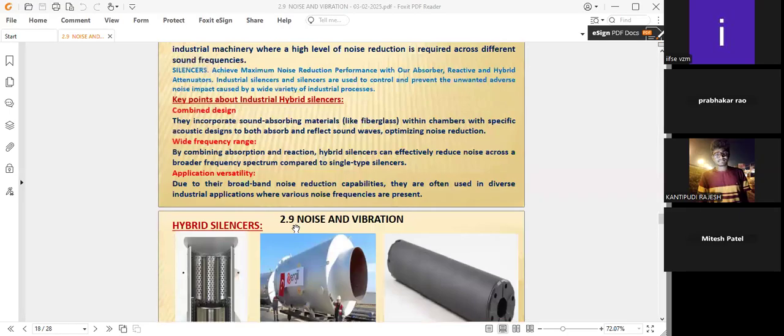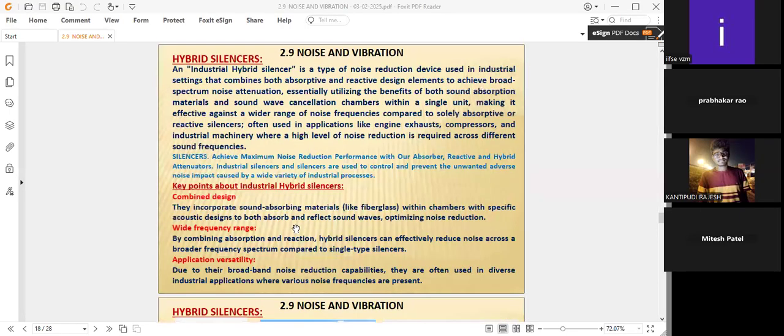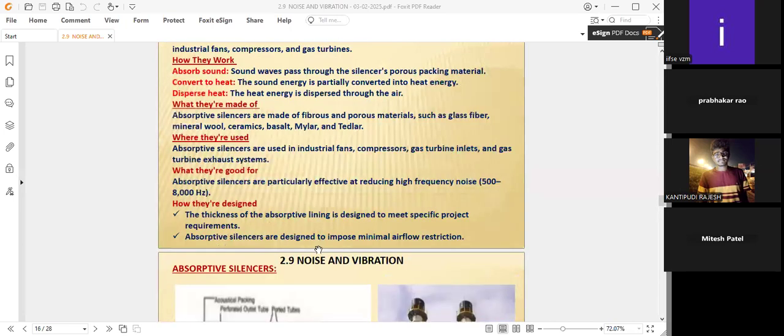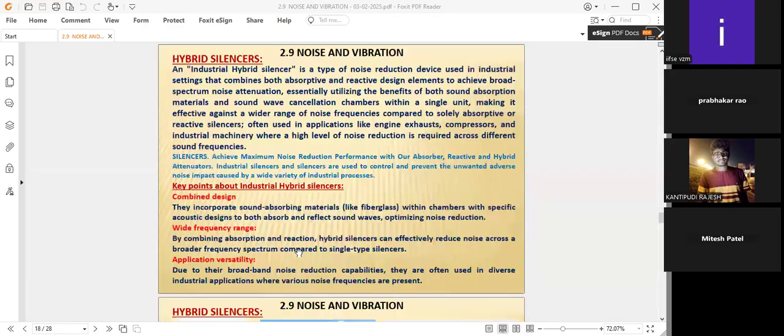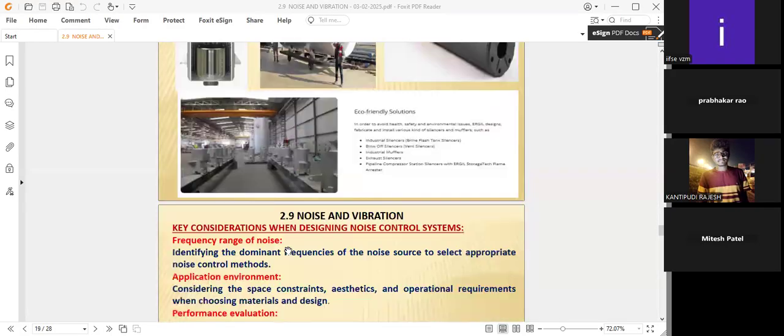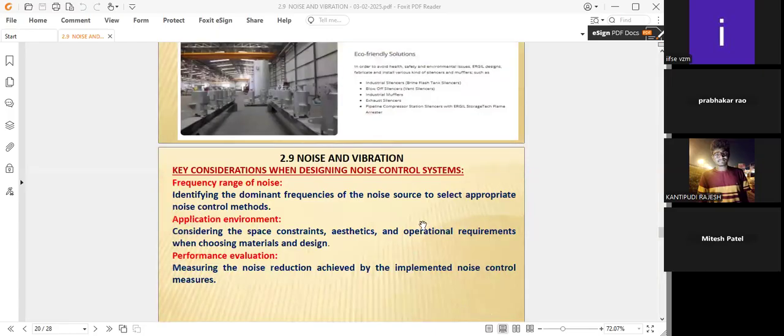Here the frequency ranges are already told, 500 Hz to 8000 Hz. What is the frequency range there, whether you go for reactive, absorptive or hybrid silencers? We have to see the frequency range in the workplace also. Identify the dominant frequencies of the noise source to select the appropriate noise control methods.